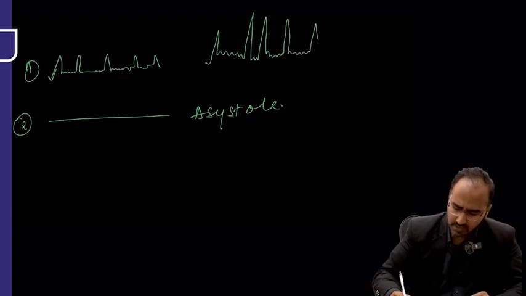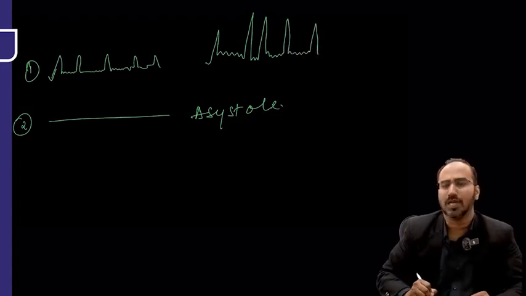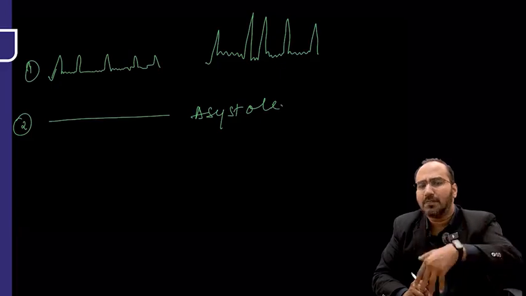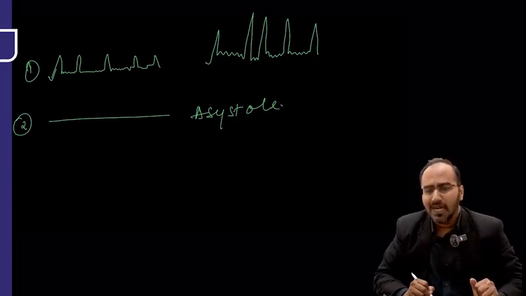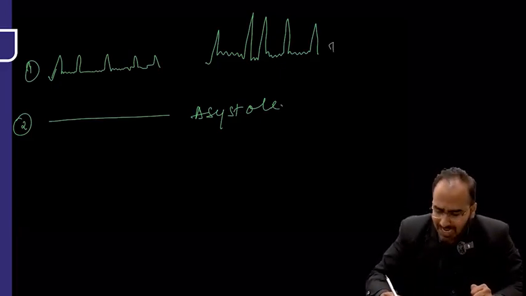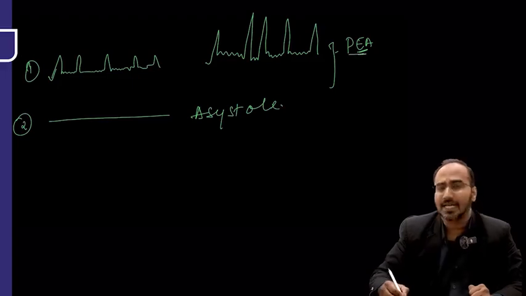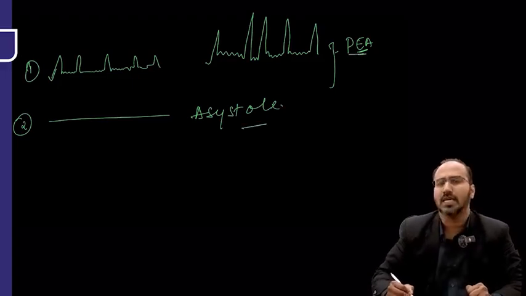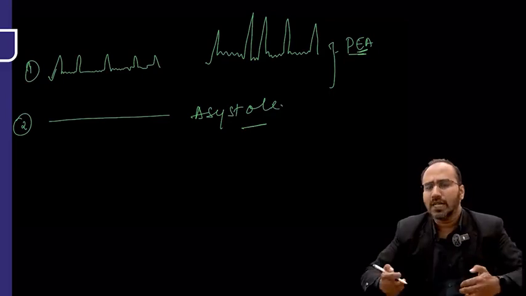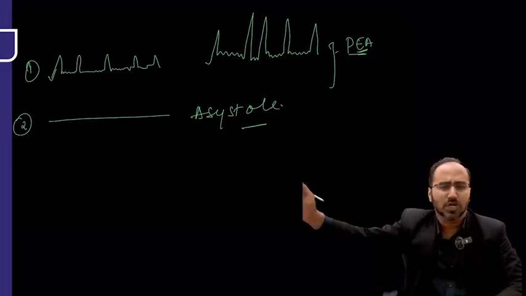Sometimes you might see this kind of rhythm. What does it mean? Patient is not having pulse but is still having rhythm. It is basically called pulseless electrical activity. If you see pulseless electrical activity or asystole, what you need to do? Will you deliver the shock? No sir, shock is delivered only for shockable rhythm.